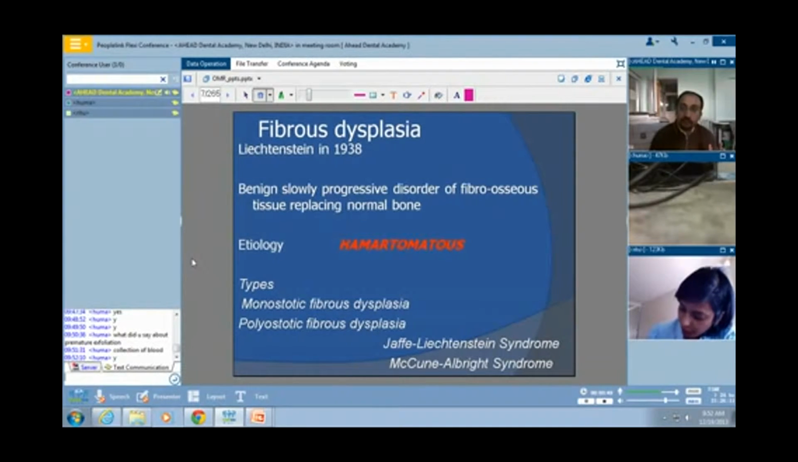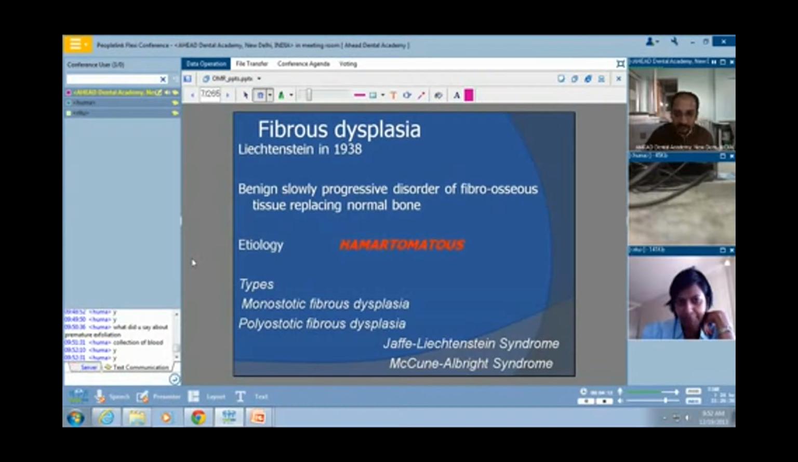Examples of hamartoma. Can you give me an example of a hamartoma? Hemangioma. Hemangioma, remember, is not a tumor. It is a hamartoma. Basically, an example of a disorganized growth of the blood vessels is called hemangioma. Similarly, disorganized growth of the fibrous tissue replacing normal bone is fibrous dysplasia. Now, fibrous dysplasia is, well, we all know this, monostotic, polyostotic.